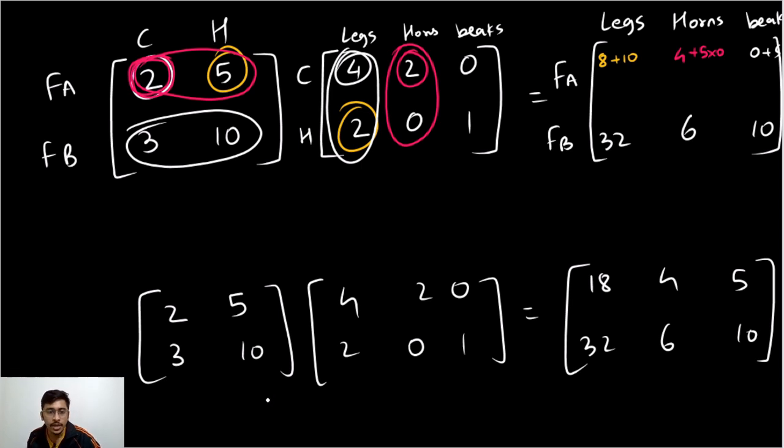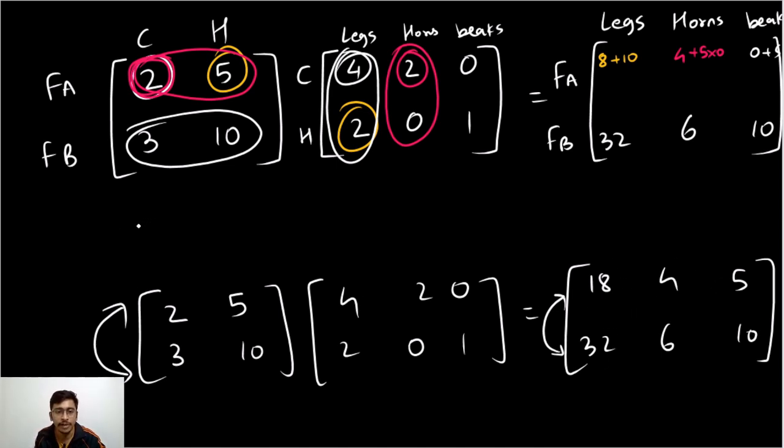If I were to interchange the farms, it's quite obvious that the rows in the answer would simply get swapped. It's not necessary that the values will change, because the maths is still the same. Cows still have 4 legs and hens still have 2 legs, right? So this matrix won't change, but if we interchange the farms on the left, we also get the interchanged answer on the right, correct?